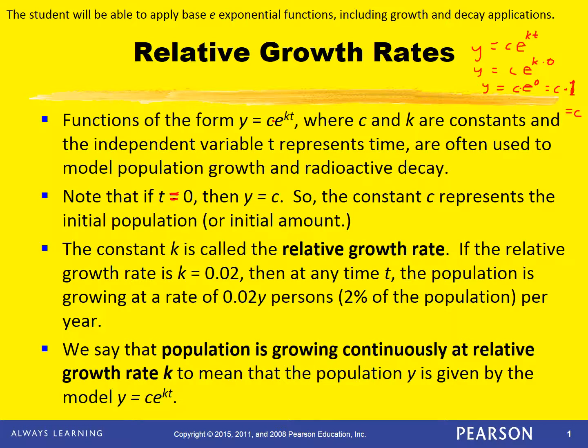We say that, okay, now here's a formula, a very important way of putting words together. Population is growing continuously at relative growth rate k, to mean that the population y is given by the model y equals ce to the kt. So that's the way to say in words y equals ce to the kt. It's not the only way to say it. Sometimes they call that the law of uninhibited growth, but that's a way to say it. Population is growing continuously at relative growth rate k.